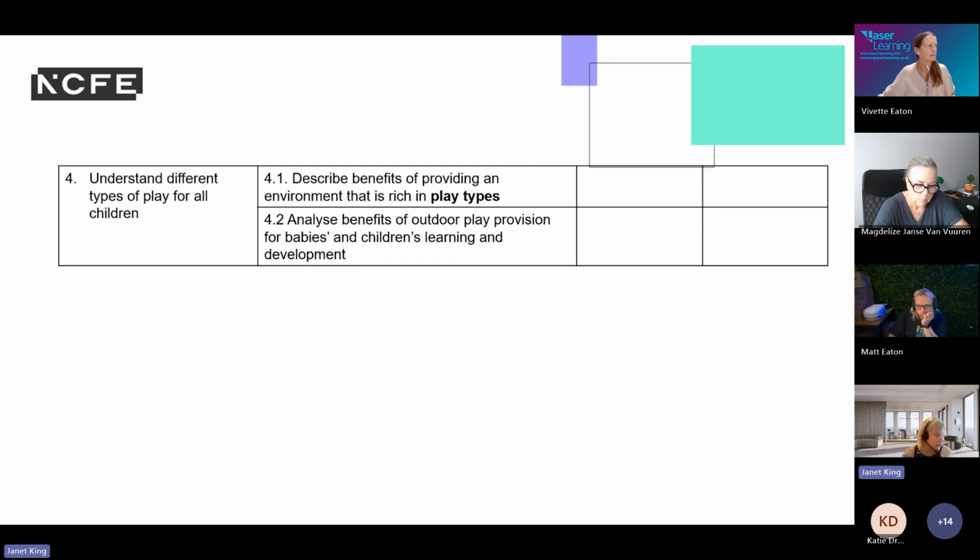There used to be a book back in the day called Play with a Purpose. I can't remember who wrote that, but again, that was talking about the importance of making sure, not necessarily that everything had to have a learning outcome. I'm not suggesting that by any means. In fact, quite the opposite. But the process of play is what helps build that disposition for learning.